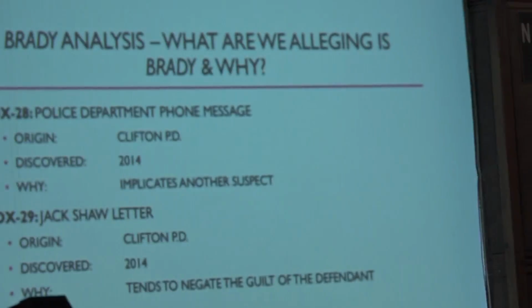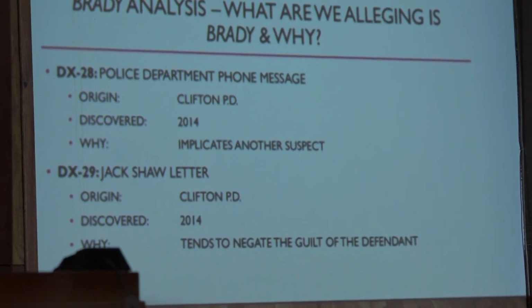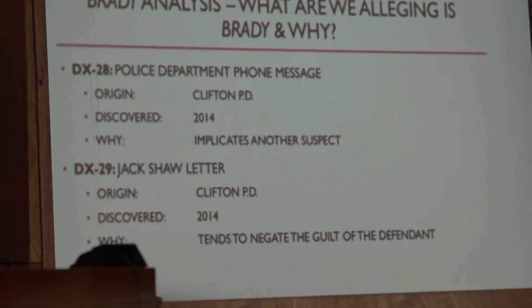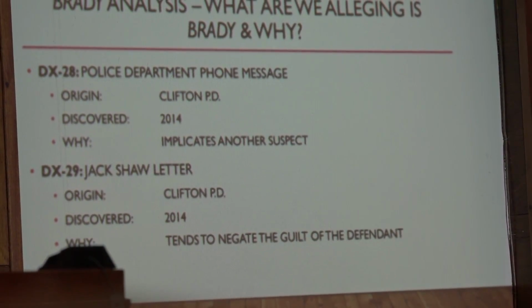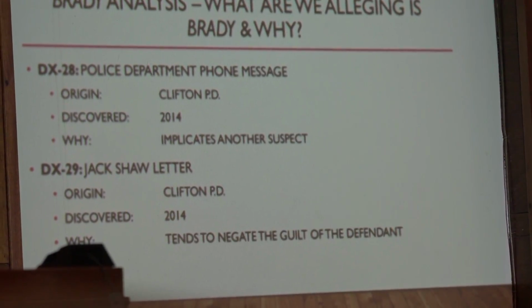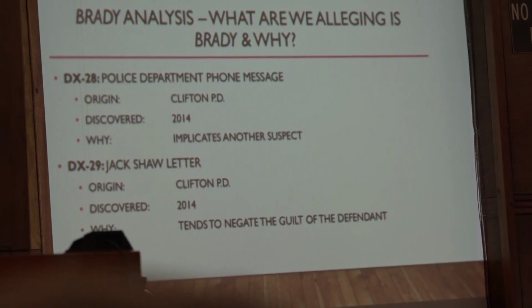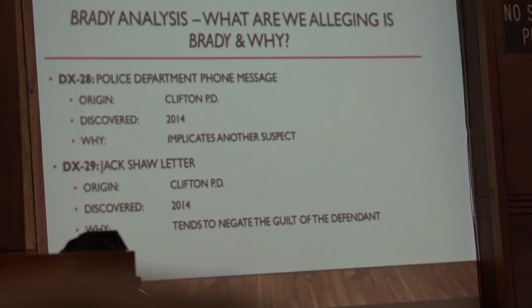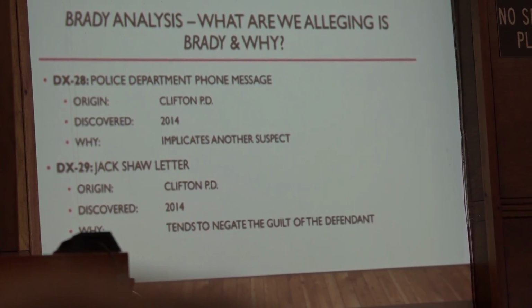So let's walk through everything. I showed the court where it came from, when it was discovered, and why it's exculpatory. Defendant's Exhibit 28 is a police department phone message that says, here's another suspect you should be worried about. I think he is responsible, potentially, for both the Judy and Mrs. Bryan cases. Go look at him. That was a couple days after Mickey was found dead. So why is that important? It implicates another suspect.